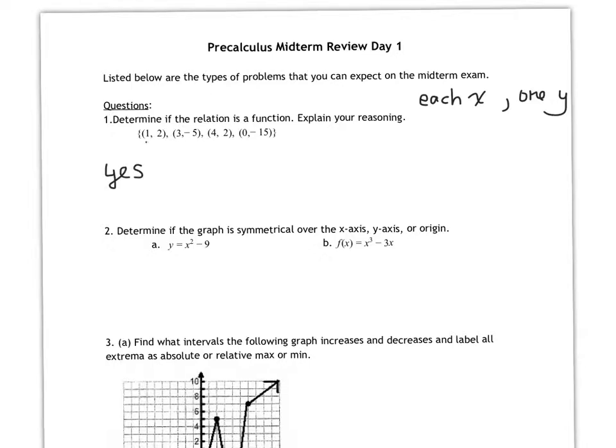If you look at each x, the 1 goes to 2, the 3 goes to -5, the 4 goes to 2, the 0 goes to -15. There is no repeated x that goes to different values. So there's no x that goes to two y's.